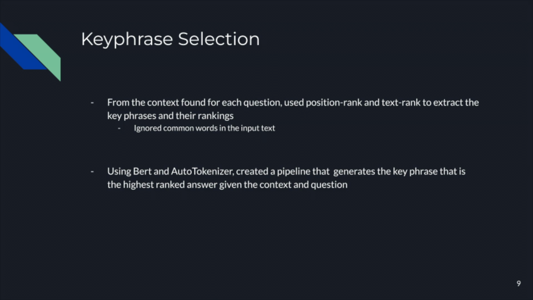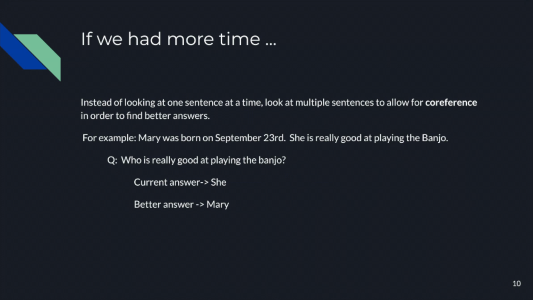Using BERT and the AutoTokenizer from the Transformers package, we created a pipeline that generates the key phrase with the highest ranked answer given the context and the question. The context is a sentence returned from the cosine and Jaccard similarity. Currently, our system only considers one sentence at a time.